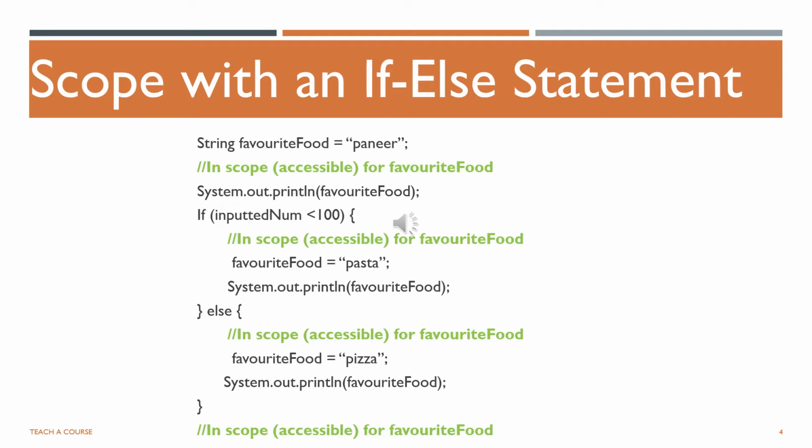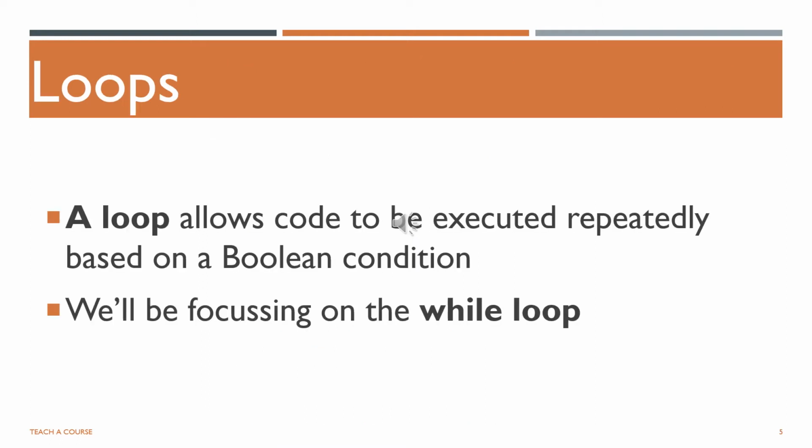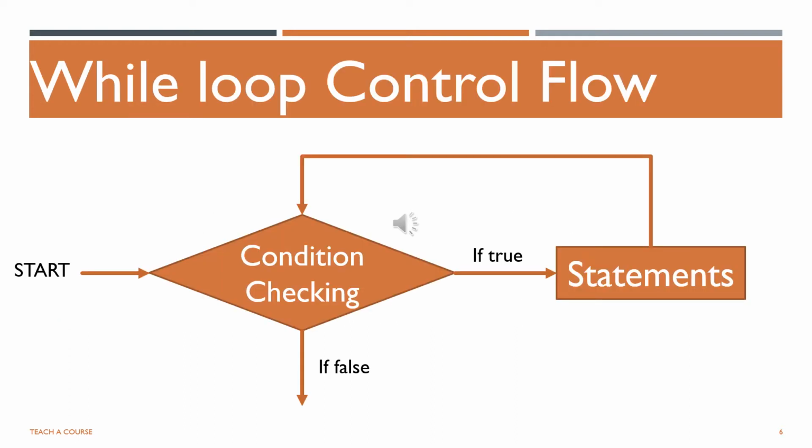Let's take a look at some other types of control flow statements. If statements aren't the only way we can add decision making to our programs; we also have loops. A loop is similar to an if statement, except that it allows code to be executed repeatedly based on a Boolean condition, instead of just one time. There are several different types of loops in Java, but the one we'll be focusing on in this video will be the while loop. A while loop looks like this.